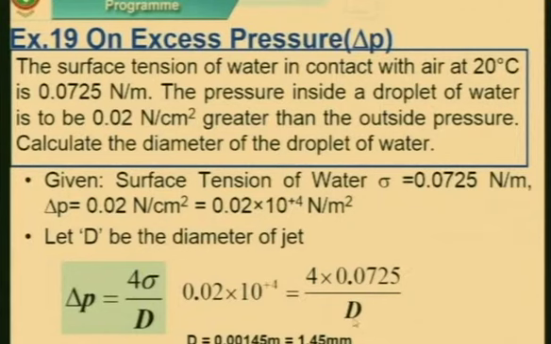0.0725 divided by D. Delta P is given as 0.02 Newton per centimeter square, and I have converted to the equivalent SI unit by multiplying by 10 to the power 4, equal to 4 into 0.0725, which is surface tension of water in contact with air, divided by D. If you calculate this whole equation, you should get 1.45 mm or 0.00145 meter. Is it okay? So, this is a simple example of calculating the diameter for a given surface tension and excess pressure.